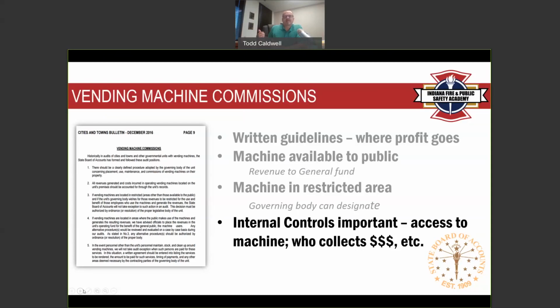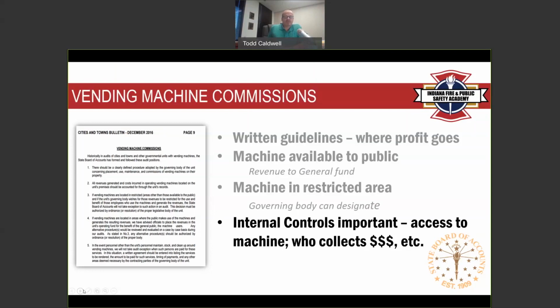Restricted area, it's the fireman putting money in the machine. The fireman should get the benefit of any profits that come from that. And that can be so designated by your governing body. And again, establish good internal controls, like who has access to the machine, how is the money collected, etc. And what we see most often is a vending company will come in and stock the machine and collect the money, and then they turn around and remit you a commission check, maybe once a month or once a quarter.